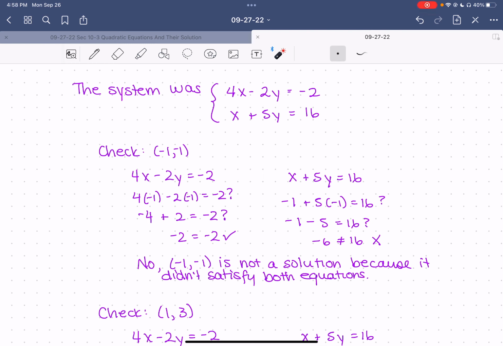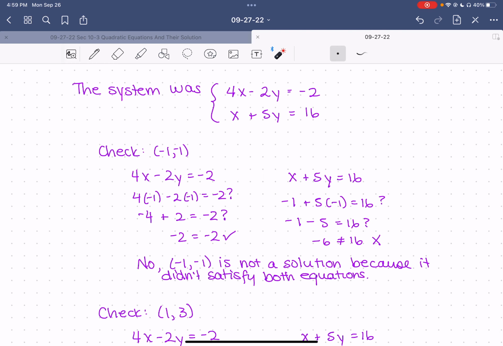It's a solution, but not necessarily to the system. This point is just a solution to this equation, but that's not good enough for the system. We have to check the other equation also. So again, I'm going to let x equal -1 and y equal -1. And when we work it out, you can see that we actually get something that's false. So -1, -1 was a solution to one equation, but not both equations of the system. So it is not a solution because it doesn't satisfy both equations.